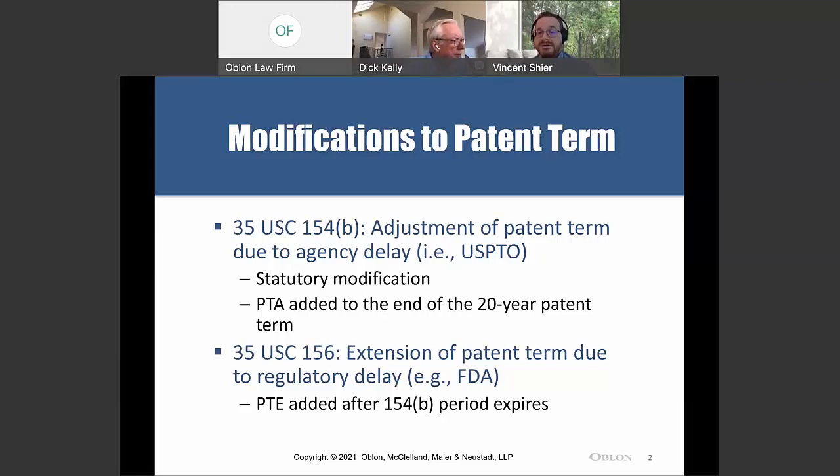But the U.S. Patent Code also recognizes a second form of patent extension, which is a little bit different. And Dick, can you explain to us what that second extension is?